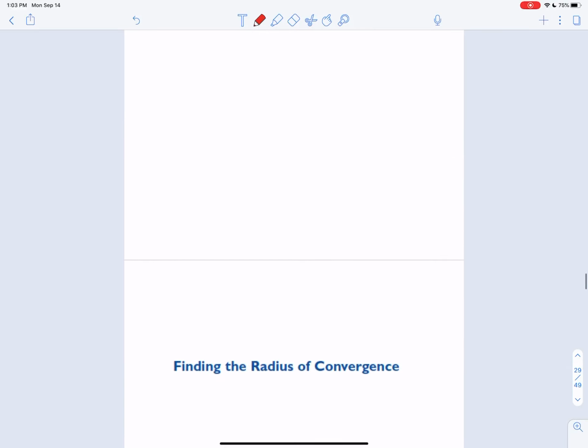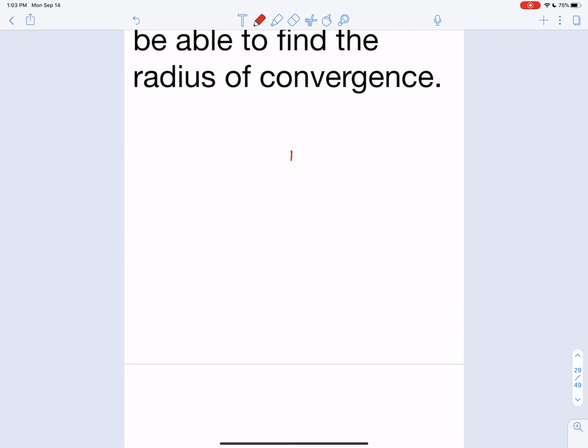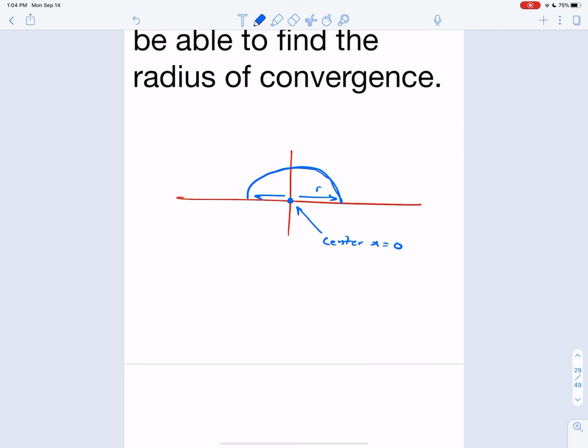So here we go. Remember when you had a graph, you're trying to see where they overlap. Where they overlap is going to be your radius of convergence. There's always a center, and the center is not always going to be 0, but I'm going to use it as our example. Suppose we had a center at x equals 0. How far out you go from 0 to where it overlaps is going to be your radius of convergence.